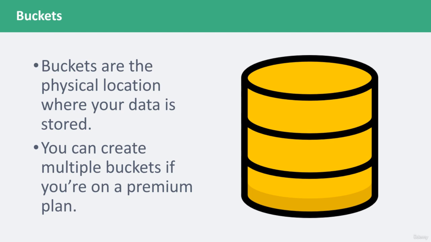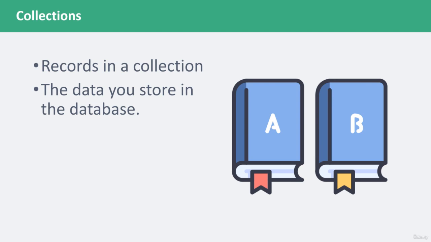A bucket is a physical location where your data is stored. Firebase allows you to create multiple buckets if you're on a premium plan. You may want to do this if you want to keep certain data separate. We don't need that kind of flexibility at the moment. We can keep everything contained in one bucket. The second term is collection.